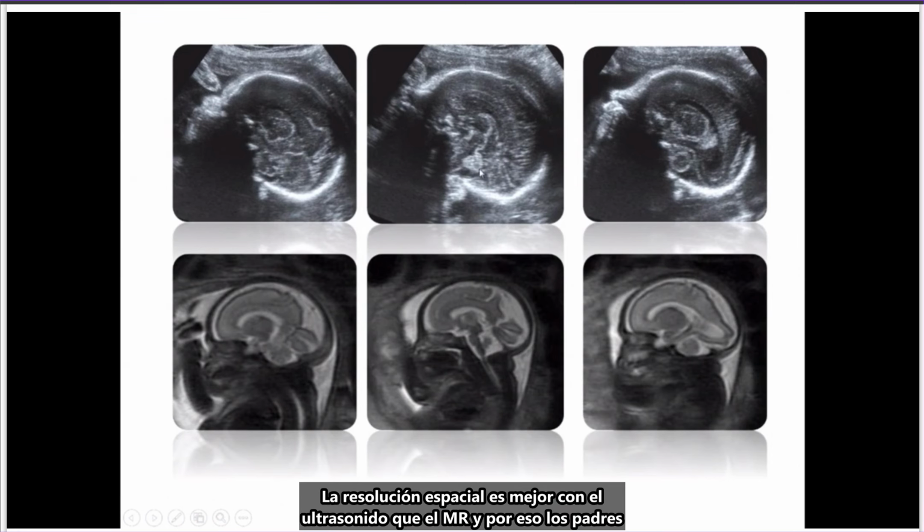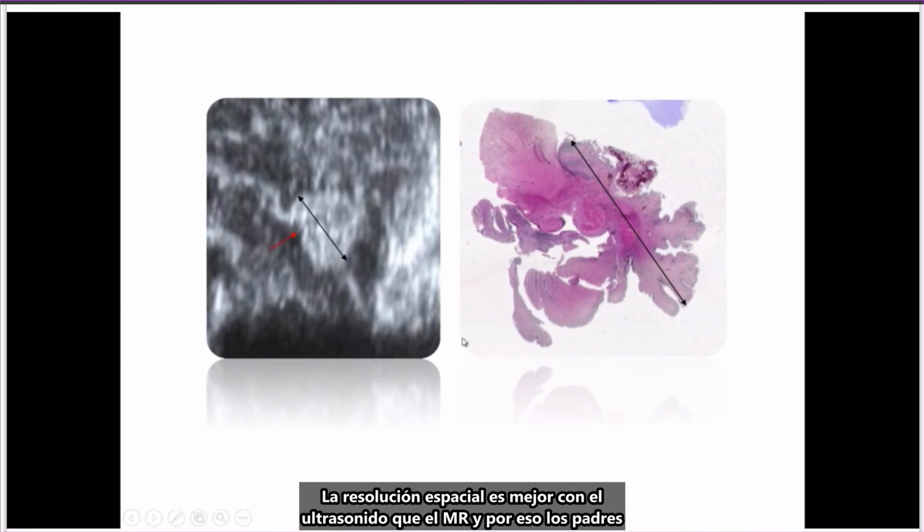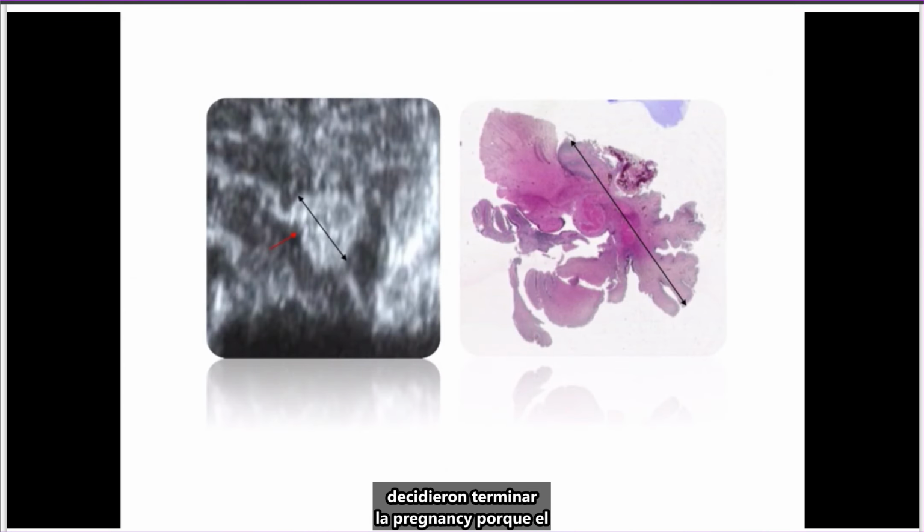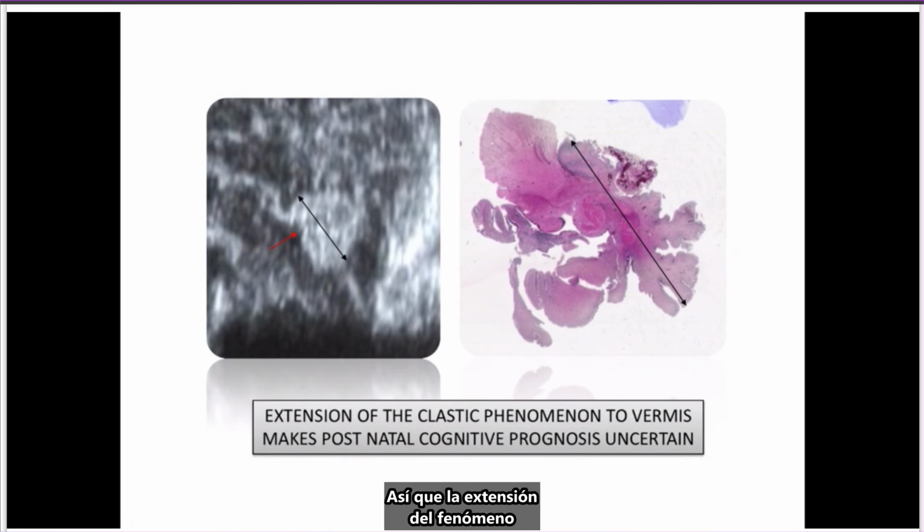Spatial resolution is better with ultrasound than MR, and because of that, parents decided to do a termination of pregnancy, because the involvement of the vermis is of concern for the postnatal outcome. Even in some cases, you can have a good outcome, and the pathological findings confirm that here there is a clastic event on the upper part of the vermis. So extension of the clastic phenomenon to the vermis makes postnatal cognitive prognosis uncertain.